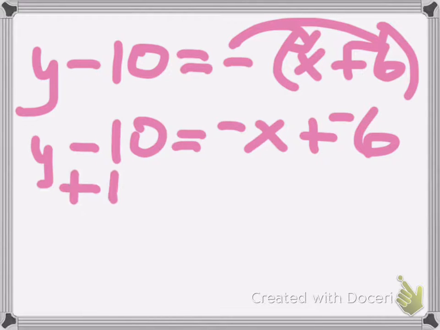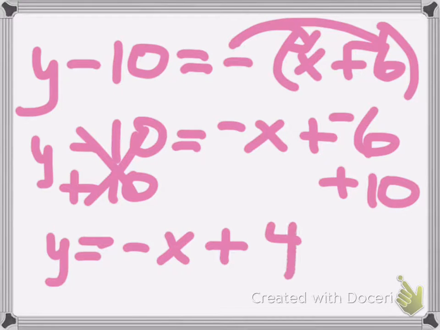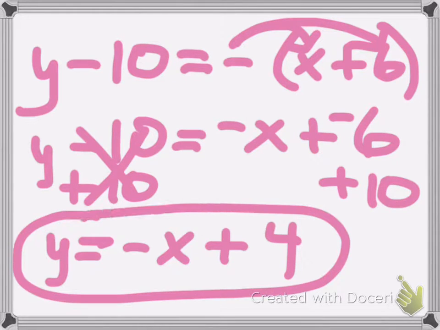Then I'm going to combine like terms, so I need to move the 10 so that the 10 is with the -6, and that combines to be y equals negative x plus 4. And since it's slope-intercept form that they wanted, this is in slope-intercept form. So I'm done.